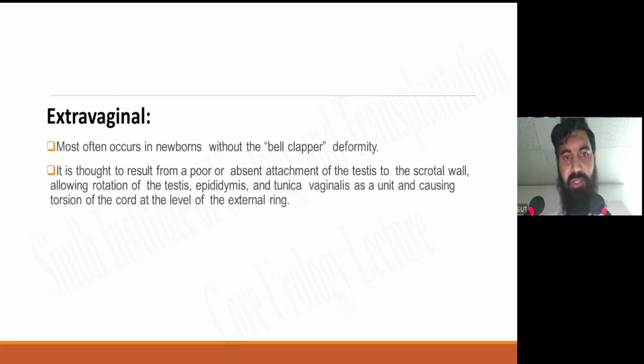Extravaginal most often occurs in newborns without the bell clapper deformity. It is thought to result from a poor or absent attachment of the testis to the scrotal wall, allowing rotation of the testis, epididymis and tunica vaginalis as a unit, and causing torsion of the cord at the level of the external ring.